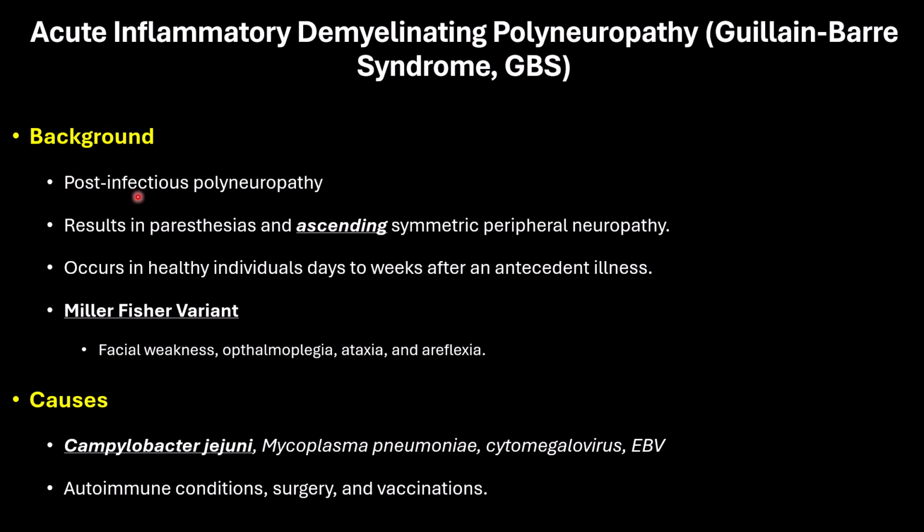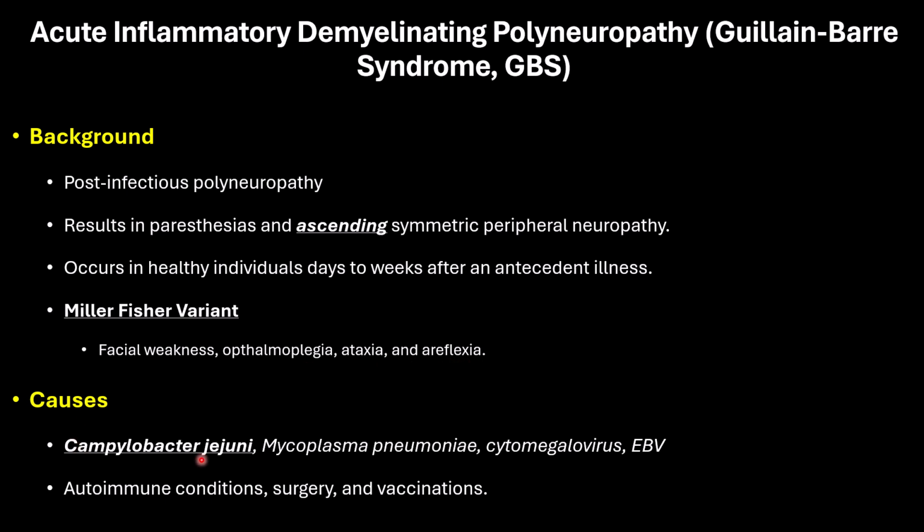This disease is post-infectious, as we mentioned in the previous slide, results in paresthesia, affects the sensory nerves, and causes ascending symmetrical peripheral neuropathy and muscle weakness. Occurs in individuals who are healthy days to weeks after exposure to a bacteria like Campylobacter or a virus. Also can hit the cranial nerves, and this will be well known as Miller-Fisher variant. This can cause facial weakness, ophthalmoplegia, ataxia, and areflexia.